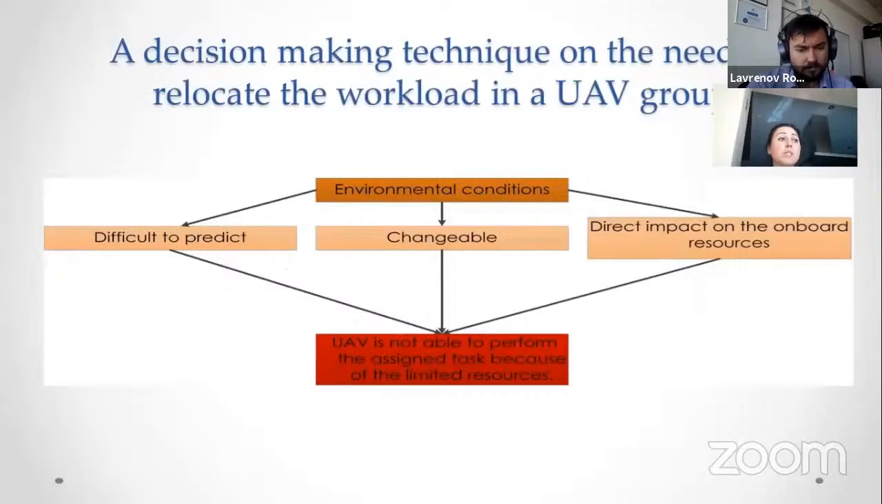In this paper, we suppose that a UAV group has to scan some area. Moreover, the distributed architecture of a control system should be implemented on the basis of cloud, fog, and edge computing. Since the environmental conditions in which the UAV group operates are difficult to predict, changeable, and have a direct impact on the amount of consumed onboard resources, then after assigning scan bands for each UAV, a situation may arise when a certain UAV is not able to perform the assigned task because of the limited resources.